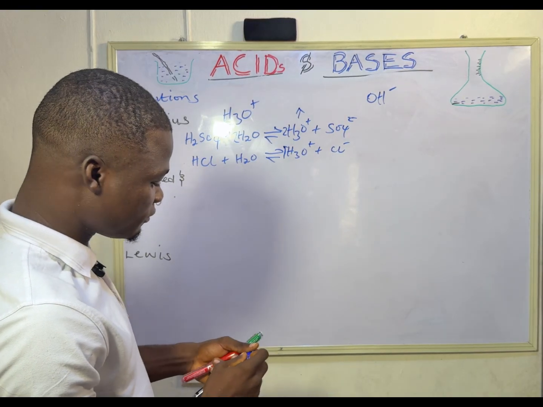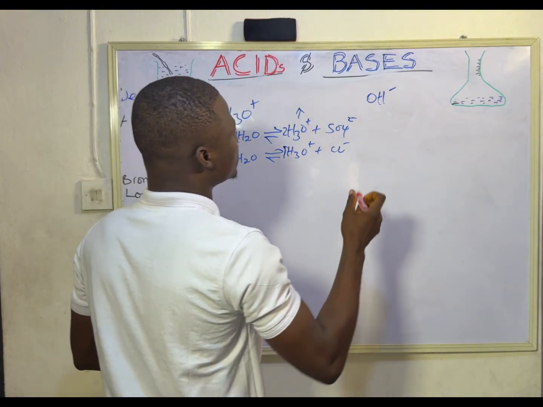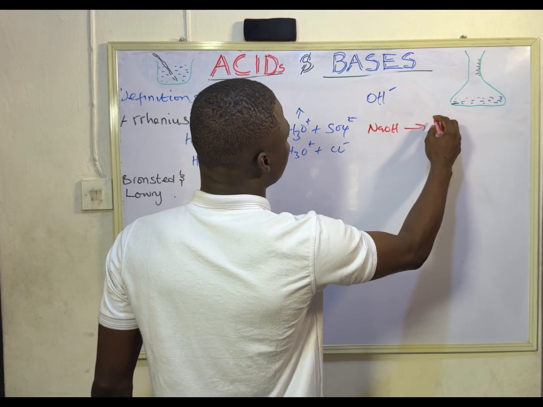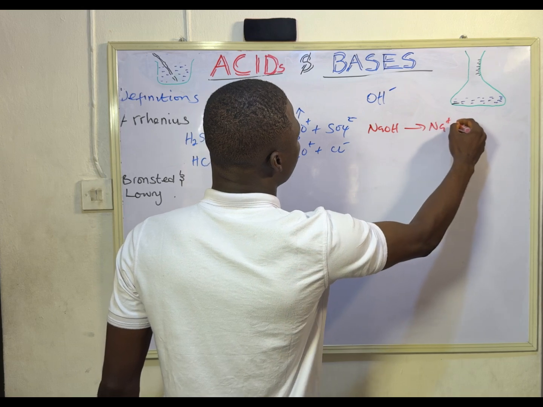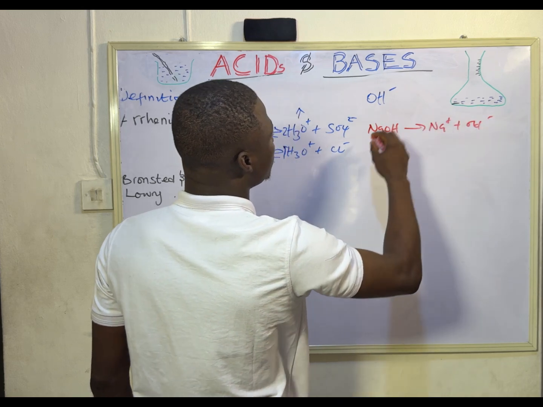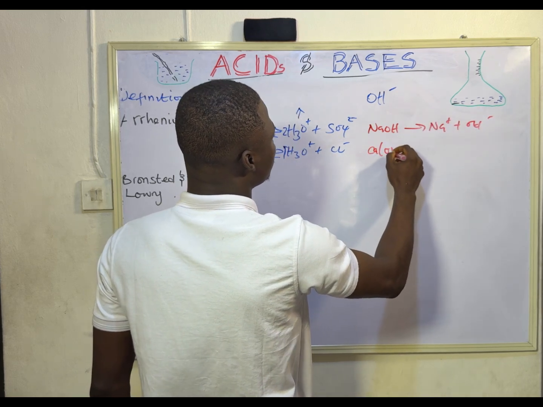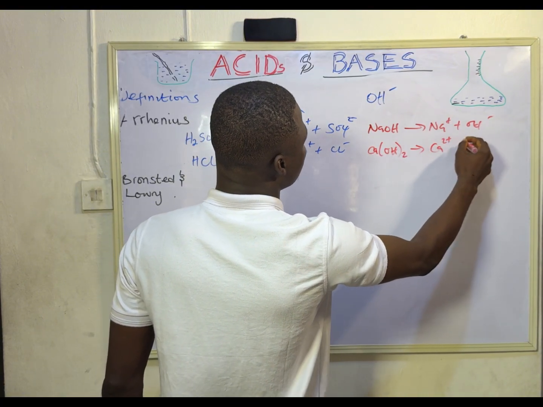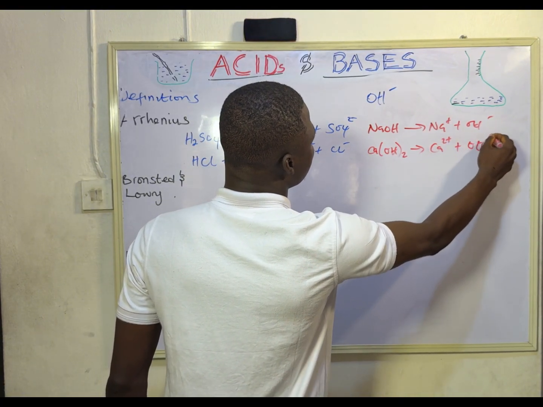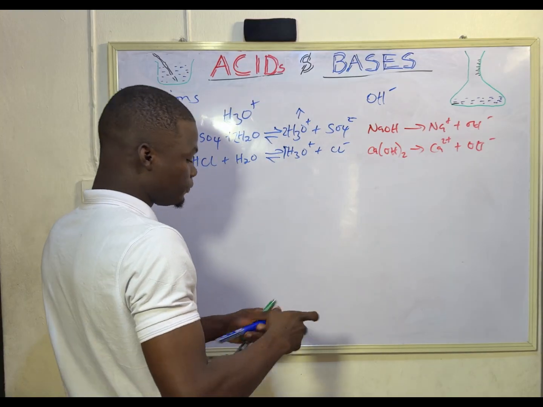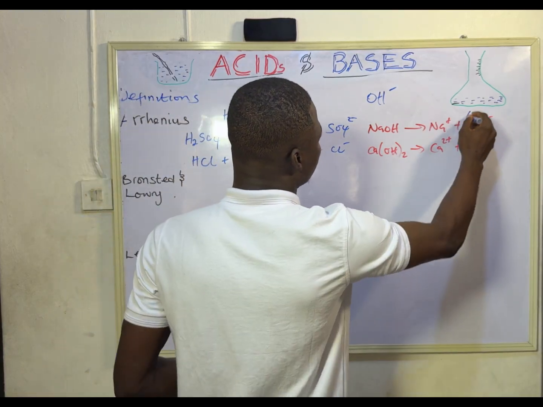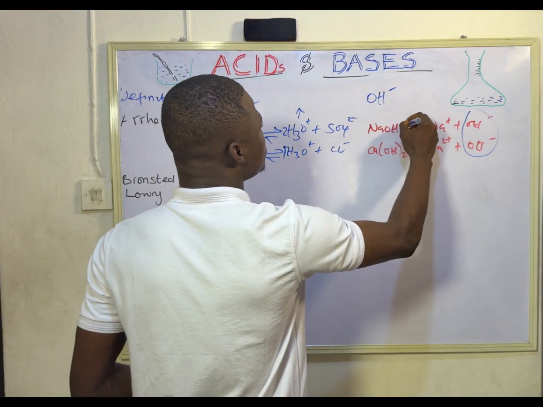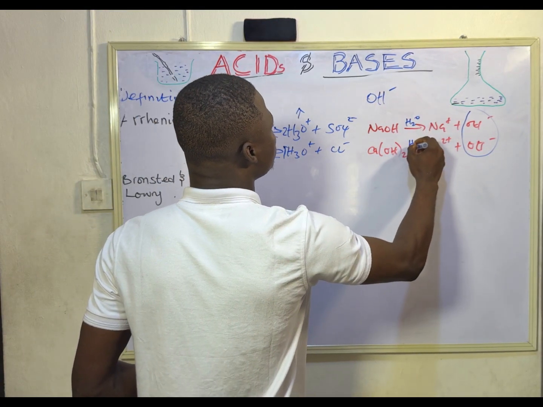While for a base, if I use sodium hydroxide as an example, NaOH gives us Na plus and OH minus. Calcium hydroxide gives Ca2 plus and OH minus. So these are the hydroxide ions that are released when we dissolve them in aqueous solution.